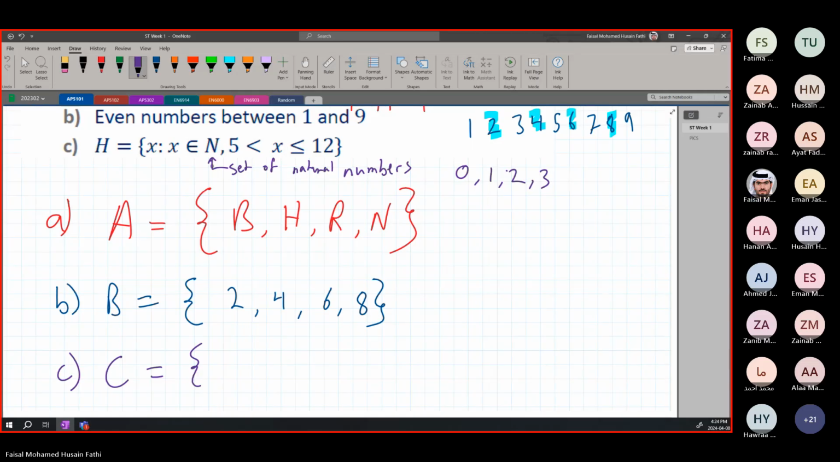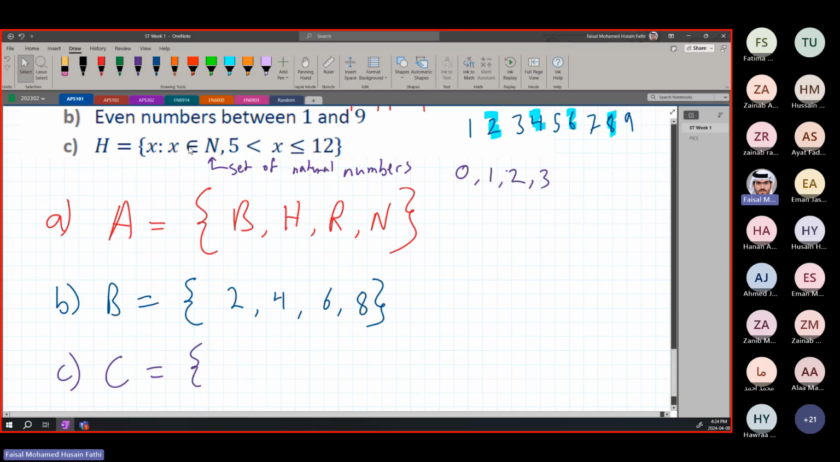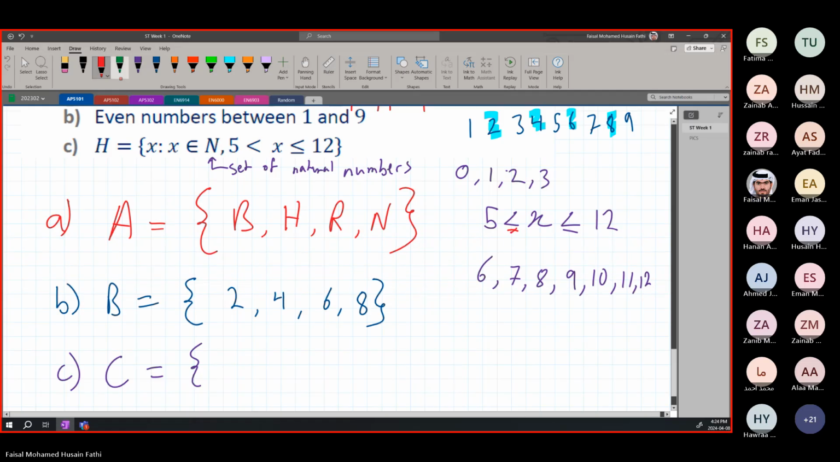All right, now it says that x belongs, remember the symbol, it means belongs in the set of natural numbers. So it has to be one of these natural numbers. And the condition given to us is 5 < x ≤ 12. What does this mean? It means x can be 6, 7, 8, 9, 10, 11, 12. Why is it all these numbers but not 5? Because there is no equal sign here. It's only greater than. There is an equal sign here, but there's no equal sign here.